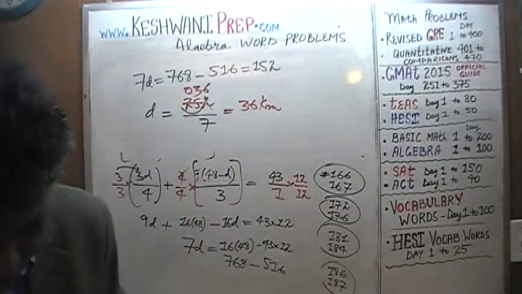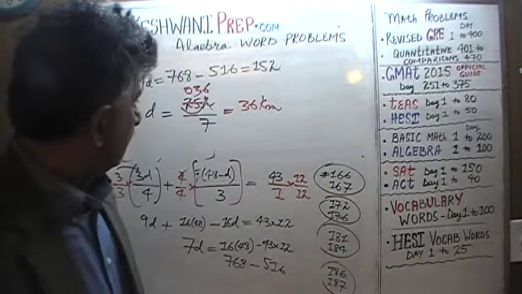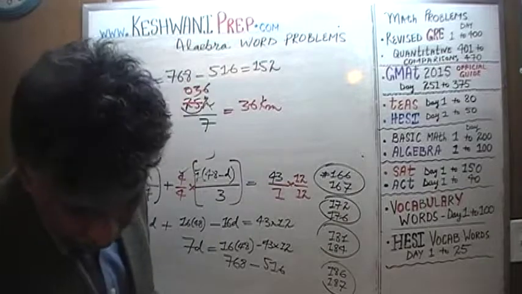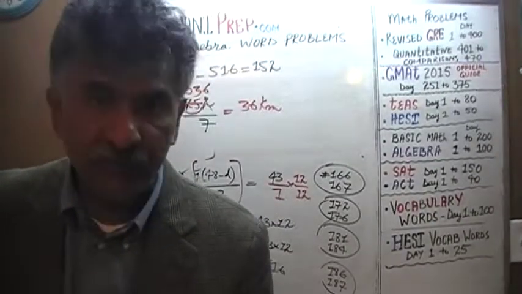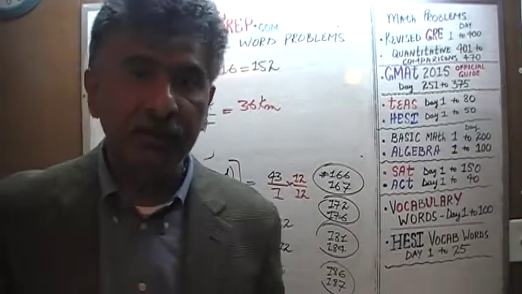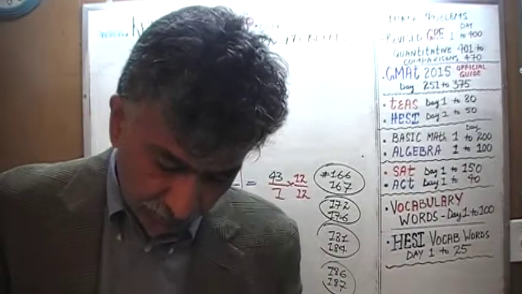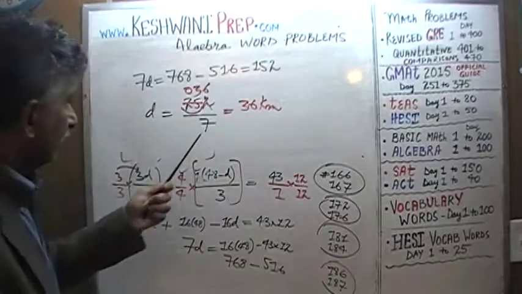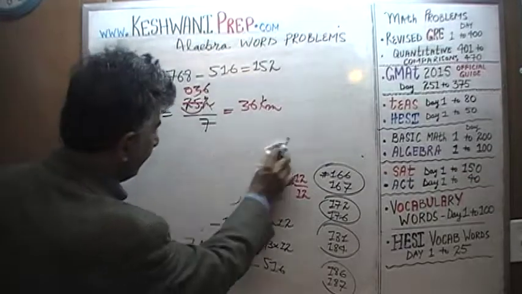36 kilometers. We are still not quite done because the question was not how long of a segment it was, the first segment and the second segment. The question was, how long did it take to make the entire journey? The question was, how long did I bike? So let's find out. We're going to draw the picture here and do it very quickly.